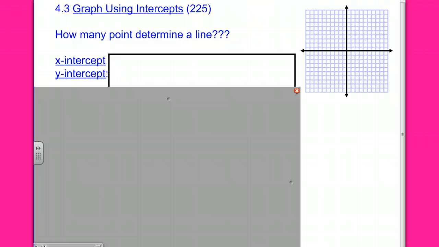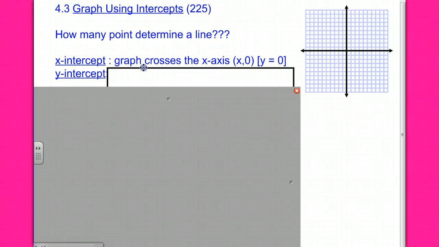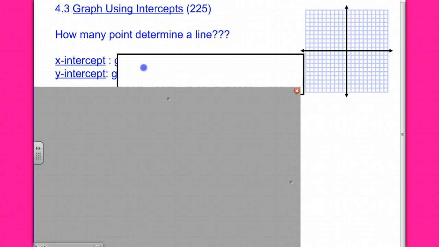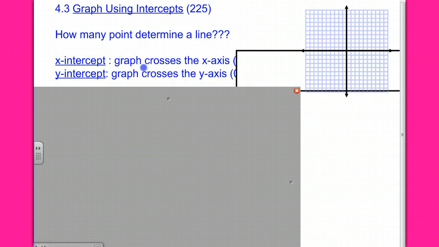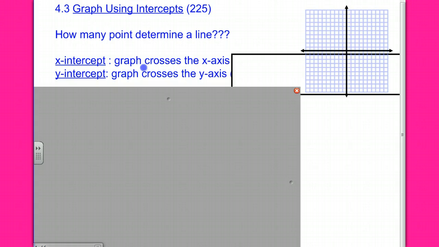So an x-intercept and a y-intercept are special points that are crossing a special location. And so what location do we find all x-intercepts at? They are all on the... Lauren, they're all on the x-axis. They cross the x-axis. The y-intercepts are points where the line is crossing the y-axis.